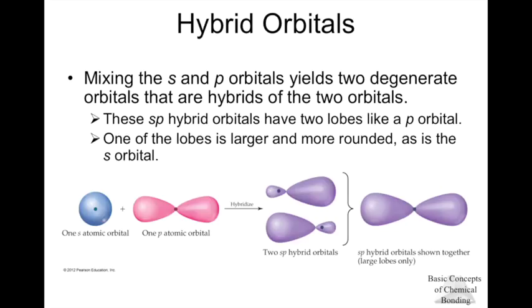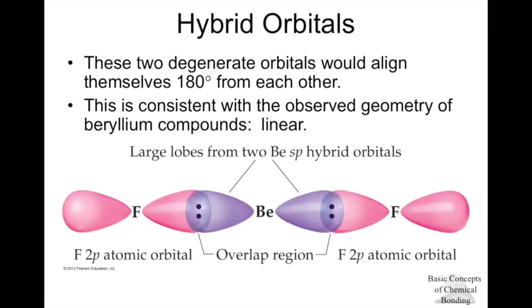But if you were to mix the s and the p orbitals together, you get 2 degenerate orbitals that are hybrids of the 2. So we would call this an sp hybrid orbital. Basically, you'd be taking your s and adding your p. Remember, the p looks like this guy here, and they hybridize, and you end up with these 2 guys here. And then when you look at them together, it really looks more like the standard p orbital, except it's a little bit bigger. These guys then would align themselves 180 degrees from each other, and this would produce the geometry that is consistent with experimental results, this experimental linear geometry.